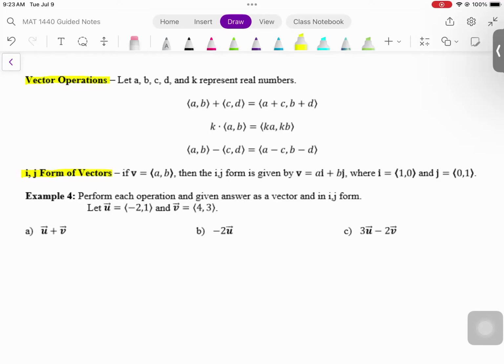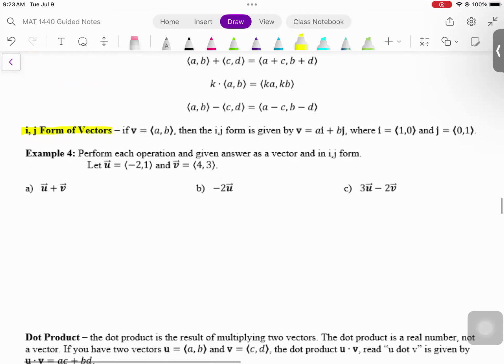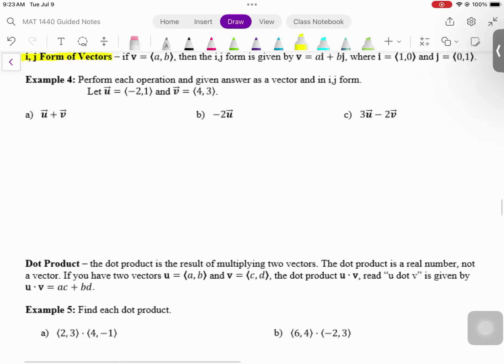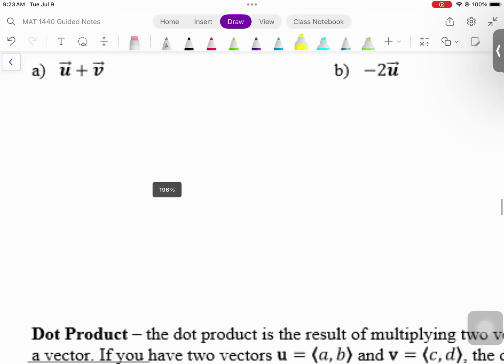So we're going to practice both vector operations and writing vectors in IJ form in this next example. Perform each operation and give the answer as a vector and in our IJ form. So really what we're saying is give the vector in component form and in IJ form. We're given that vector u is ⟨-2, 1⟩ and vector v is ⟨4, 3⟩. Our first example is vector u plus vector v.